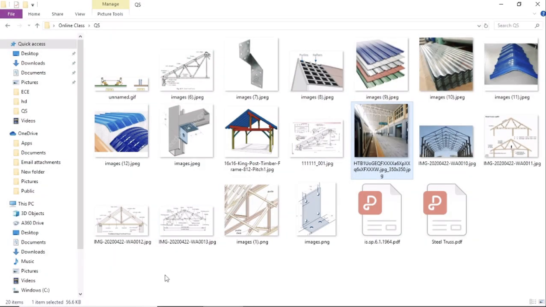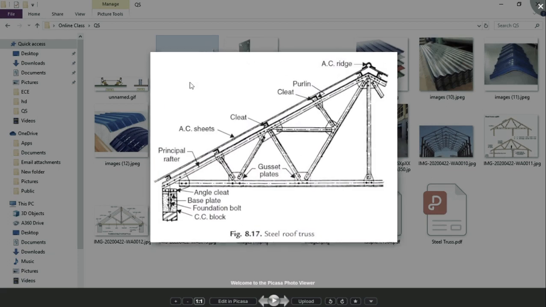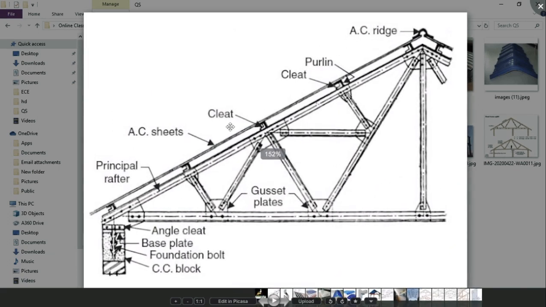Before starting my lecture, I'll show you some examples of the truss. So let us know the wordings for what it is being called. This one is called the rafter, where I am moving now. So this one is called the rafter. So these are the purlins. This purlins I will show in the next figure. This is the AC ridge. This is the ridge.